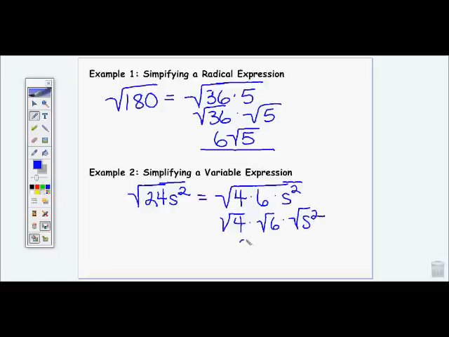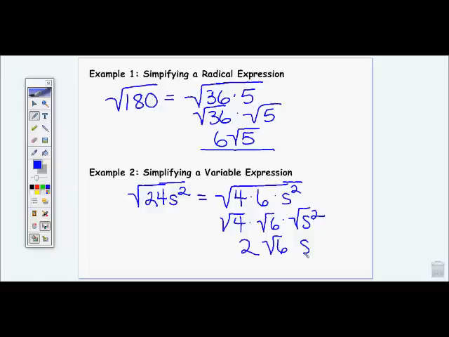The square root of 4 is that perfect one, 2. The square root of 6 cannot get any simpler. And the square root of s squared would simply be s, because square root means, how do you get there? s times s. So s times s, the simplest form there would be s.